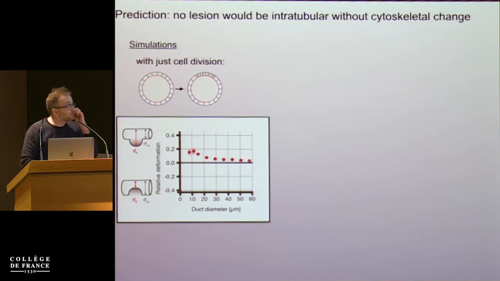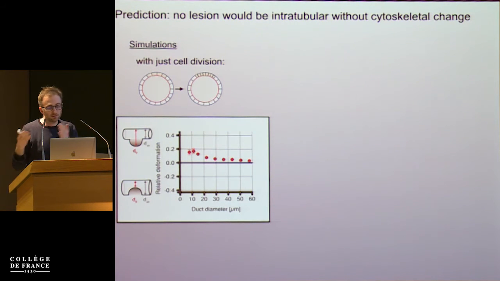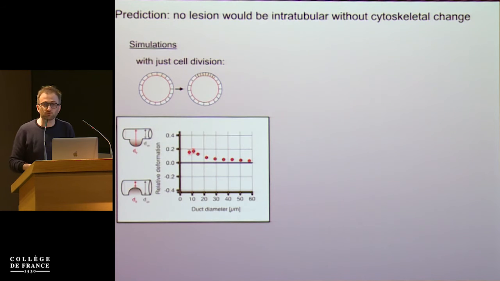Okay, so we thought, okay, now we can use the simulation to make a bit more tests. And in the simulation, we do 2 things. We say that the cells over-proliferate, and we say that they change their apical and basal surface tension.